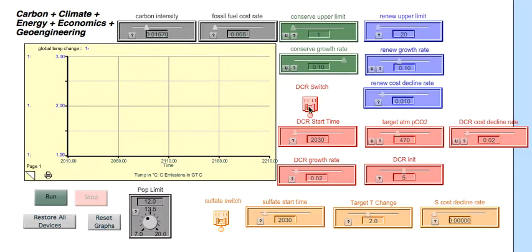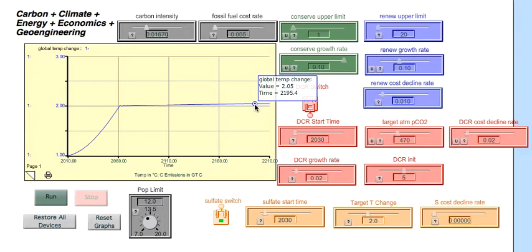Make sure the DCR switch is off and we turn the sulfate switch on. And start time 20:30. The target T range is 2, and the sulfate decline cost decline rate is 0. So we do all those things, and we run it, and we'll see the temperature will flatten off at about 2 degrees once it gets done running here. There we see it. So it stays at just a hair above 2 degrees throughout the time.